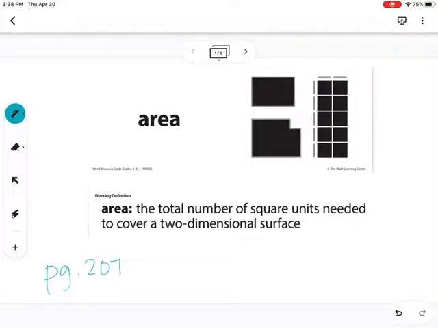Okay, so as a reminder, last week we learned about area and perimeter. Area is the total number of square units needed to cover a two-dimensional surface. So if we look at the picture up here, the area of this rectangle is the number of square units needed to cover the surface on the inside of that shape. The area of this polygon is the number of square units needed to cover that surface. The area of this array is the number of square units needed to cover the surface of this rectangle.